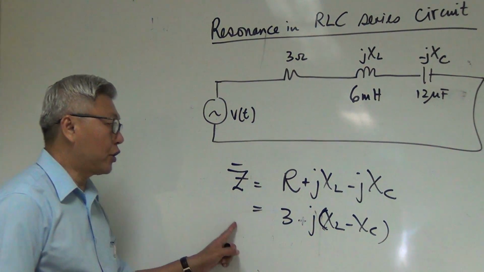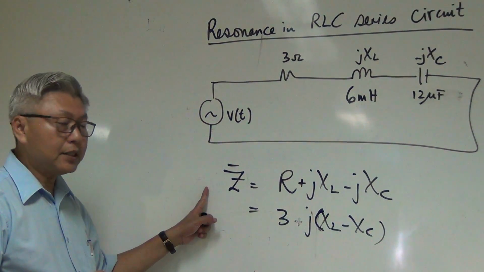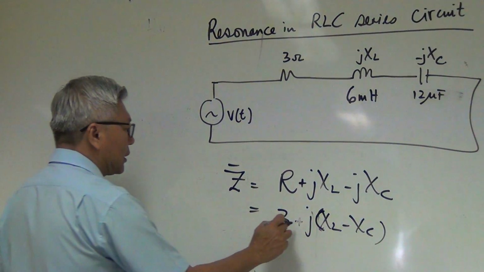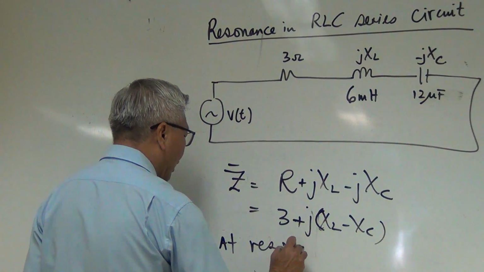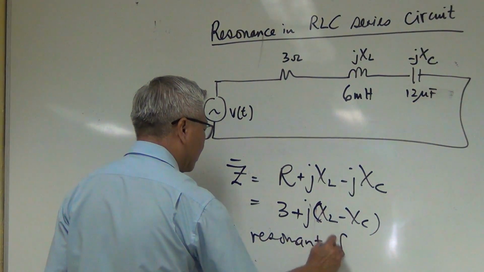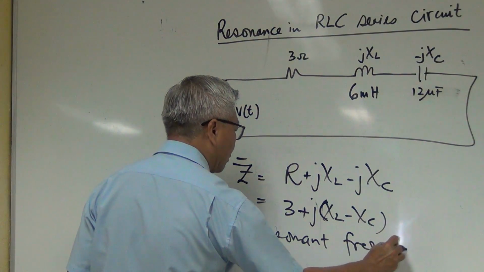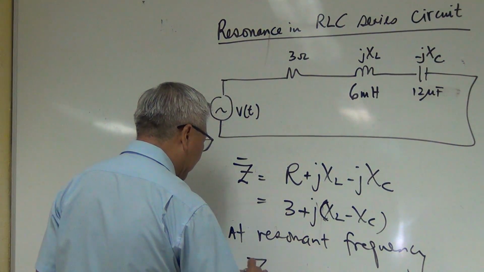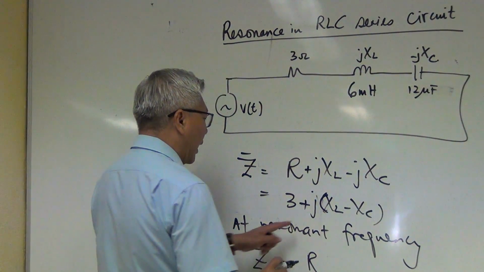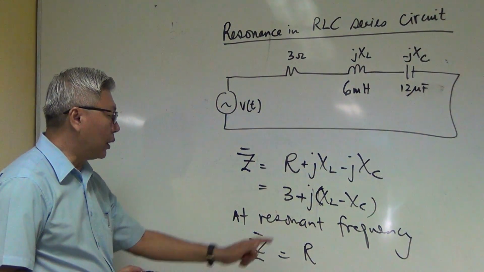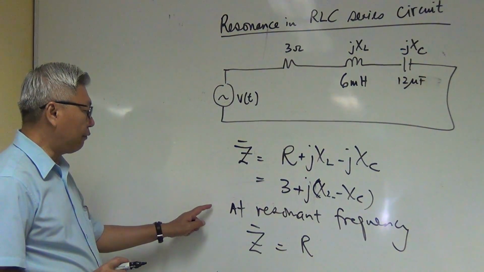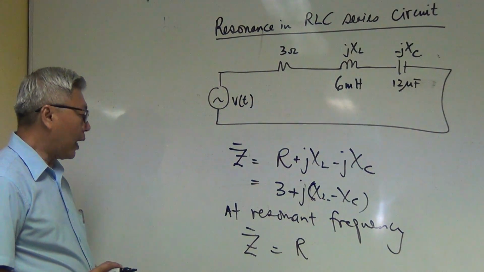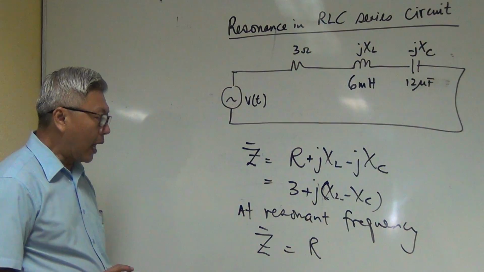So that is my general equation for my total impedance. But at resonant frequency, when the circuit resonates, the total impedance is just R alone. The X disappeared. In other words, these two values cancel each other. That's just the definition of resonant frequency.